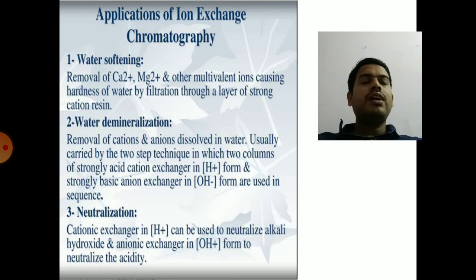Hard water can be converted into soft water. Hard water contains calcium and magnesium salts. When it is passed through a negatively charged cationic exchanger, all the positively charged salts will attach to the negatively charged exchanger, and water will be eluted from the column. So it is used for water softening and also demineralization of water and also neutralization. That means decreasing the acidic and basic nature, the highly alkaline nature of the water. So these are some of the applications of ion exchange chromatography.